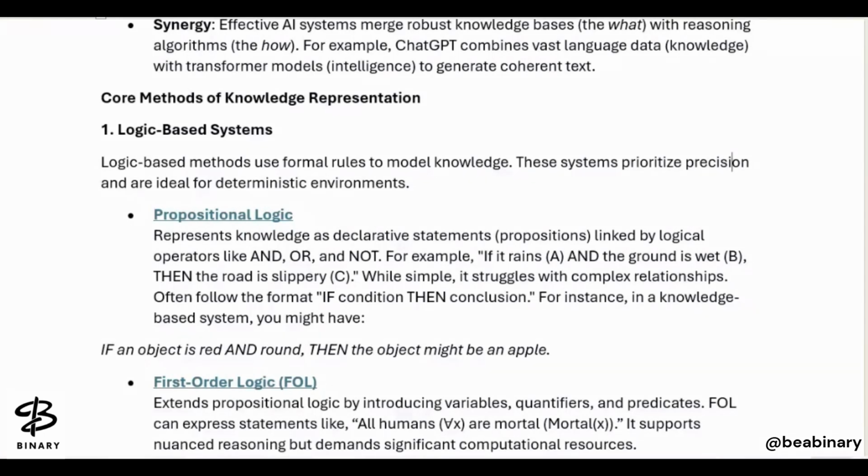So let's talk about the four methods. First is the logic-based methods, which use formal rules to model knowledge. Now, how the knowledge base will be created in an AI, what kind of different methods, the four methods we are going to present, with the help of which we are going to represent the knowledge in an AI. So first is the logic-based systems. These systems prioritize precision and are ideal for deterministic environments.